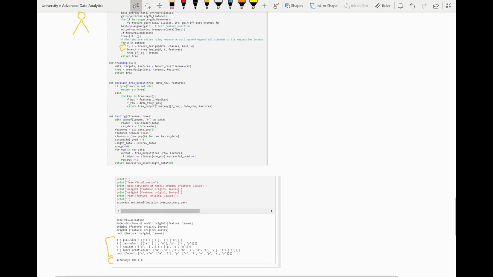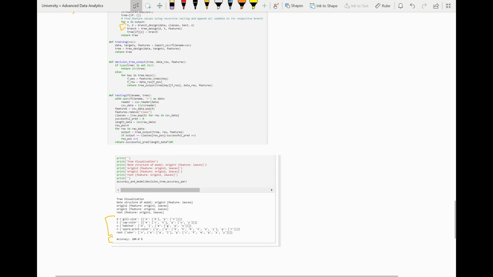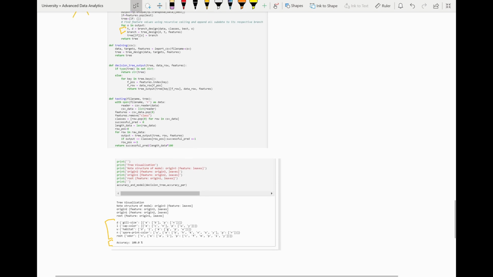And training, and then our decision tree output, so that gives us the output of a prediction. So after all that's been tested, we get the output. Is the mushroom edible, or is it poisonous? And that's what this did here.